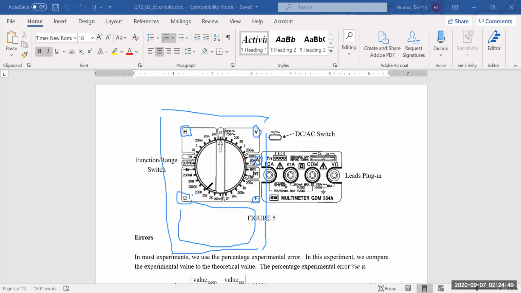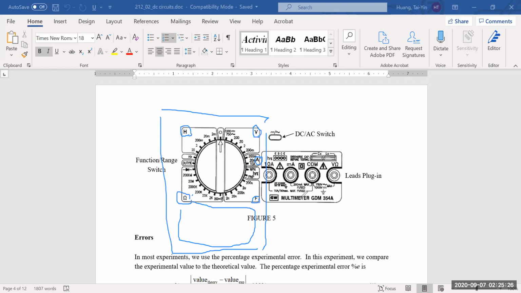Okay, and then on the meter, there's a button that you can push in. When you push it in, it measures an AC circuit. If it's pushed out, it is used to measure a DC circuit. So this is the button that really depends on what kind of circuit you work on. You just have to remember to push it in if you're using an AC circuit. Now for this experiment, we are dealing with a DC circuit, so the button should remain out.